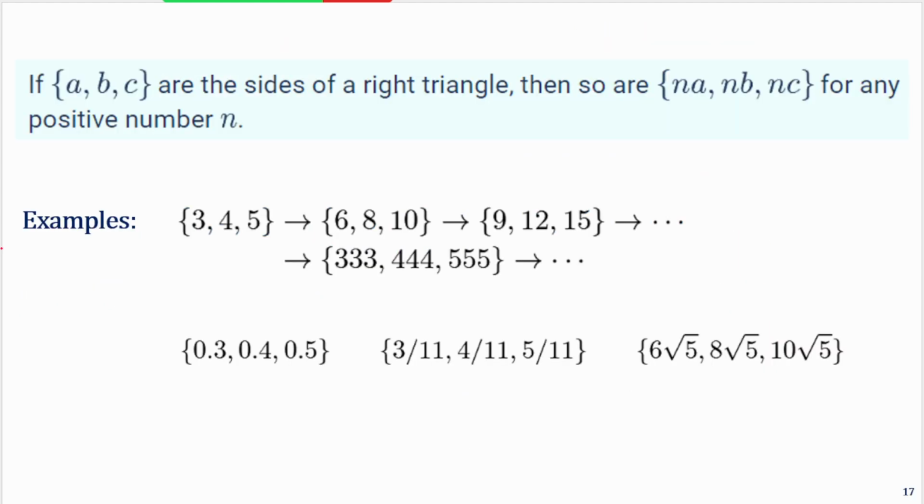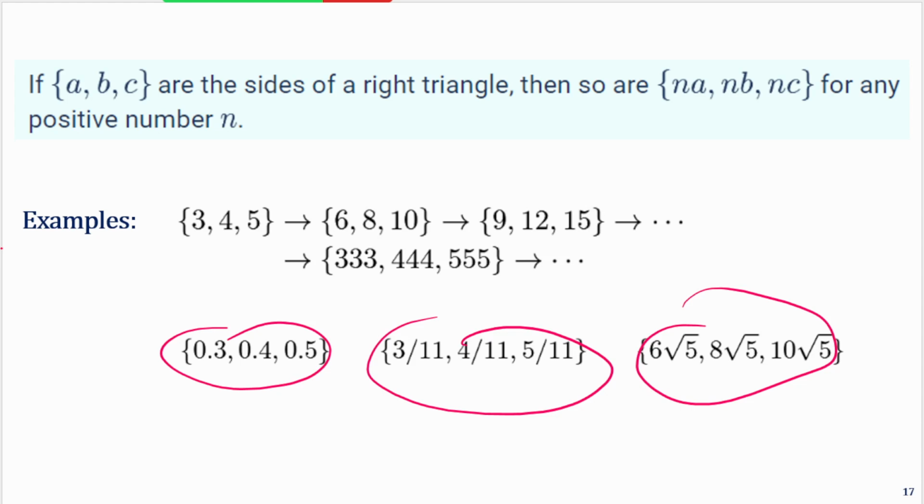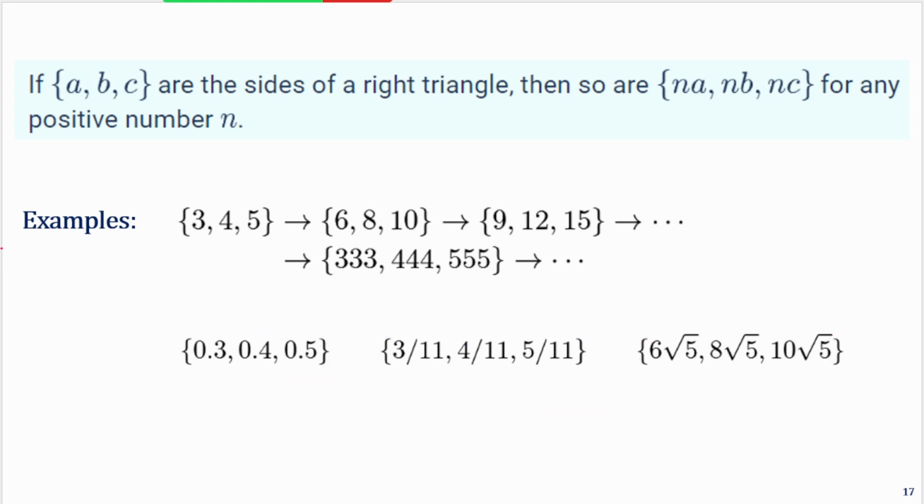Okay, so in summary, you should be aware of this concept here. If A, B, C are sides of a right triangle, in other words, if A, B, C is a Pythagorean triple, then so are nA, nB, and nC for any positive number n. For example, we know 3, 4, 5 are a Pythagorean triple, right? Then all of these numbers are also Pythagorean triples, and all of these sets are also Pythagorean triples. Very clear?